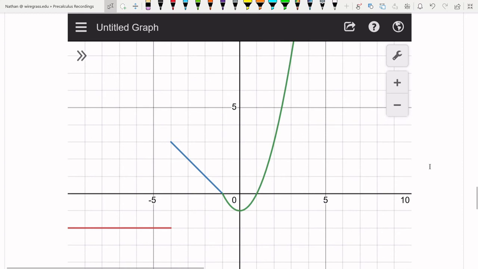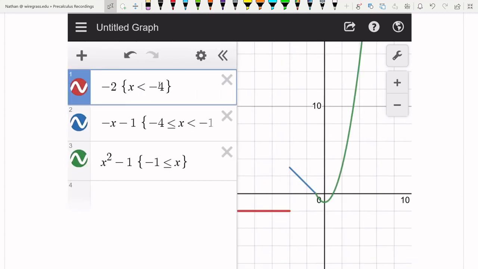The biggest question with piecewise functions tends to be the intersections. And if you click on a function, Desmos will actually tell you what the evaluation is. If you go all the way over here, it gives you an open dot saying it's undefined at -4. That's because this portion, which was -2, is not defined for when x equals -4. However, this second portion is defined there.